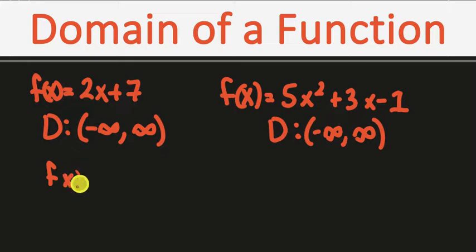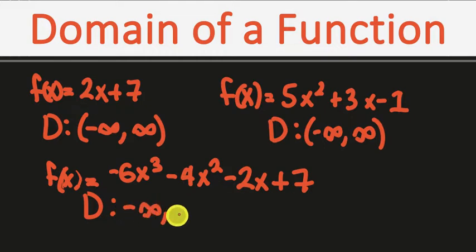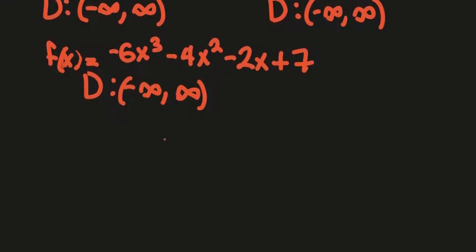If we had a polynomial equation, like f of x equals negative 6x to the third minus 4x squared minus 2x plus 7, the domain for this function will also be from negative infinity to positive infinity. The truth is that our domain will always be from negative infinity to positive infinity unless we have one of two restrictions.